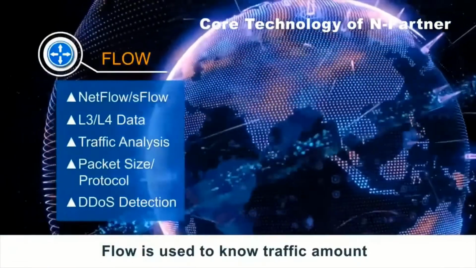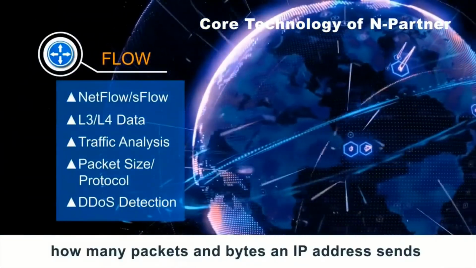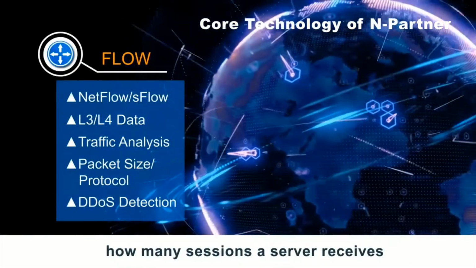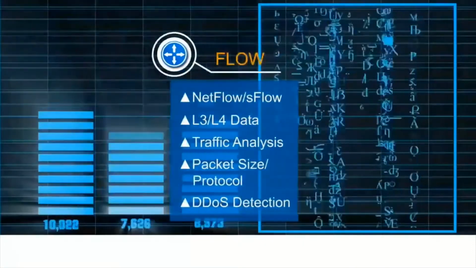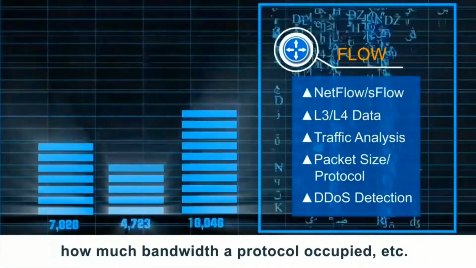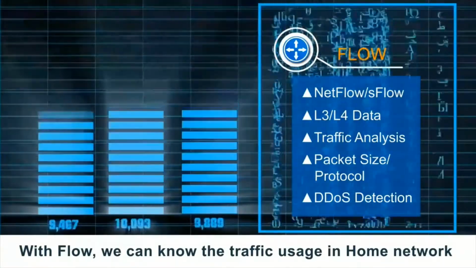Flow is used to know traffic amount. For example, how many packets and bytes an IP address sends, how many sessions a server receives, how much traffic it uses to send replies, how much bandwidth a protocol occupied, etc. With Flow, we can know the traffic usage in the home network.